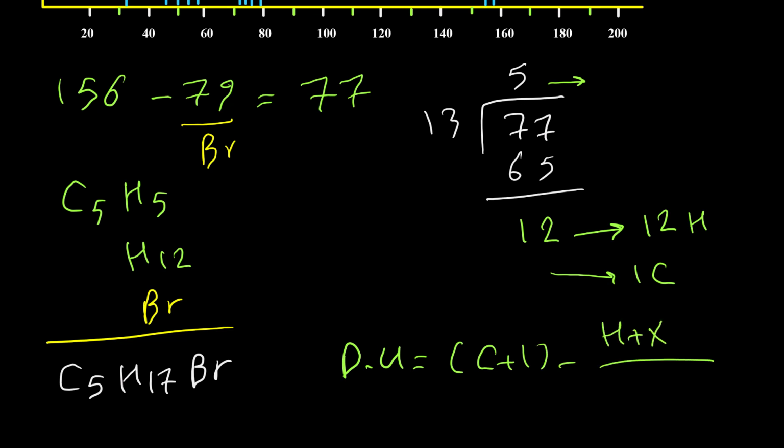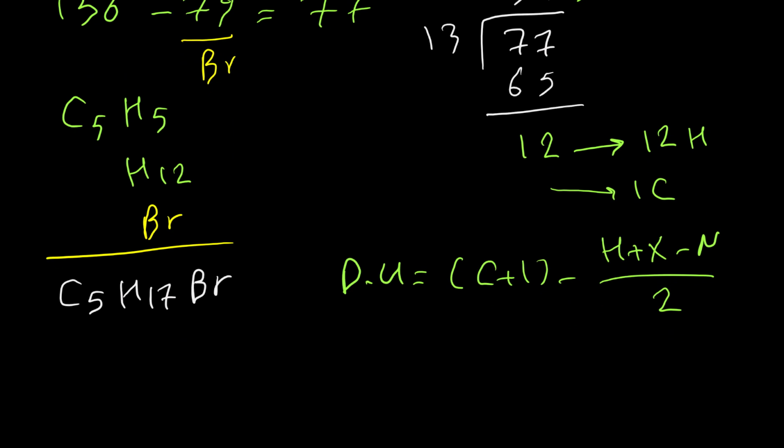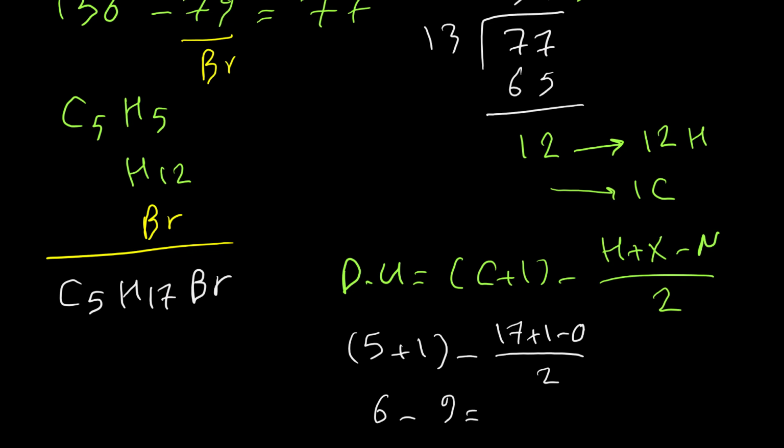Degree of unsaturation is C plus 1 minus (H plus X) divided by 2 plus N divided by 2, where X is halogen. Number of carbon is 5 plus 1, minus number of hydrogen 17 plus 1 for bromine, and nitrogen is 0. The answer is 6 minus 9, which equals negative 3. Negative 3 means we have negative 3 rings or pi bonds in our system, which is impossible. So this negative 3 is another proof that this formula is wrong.